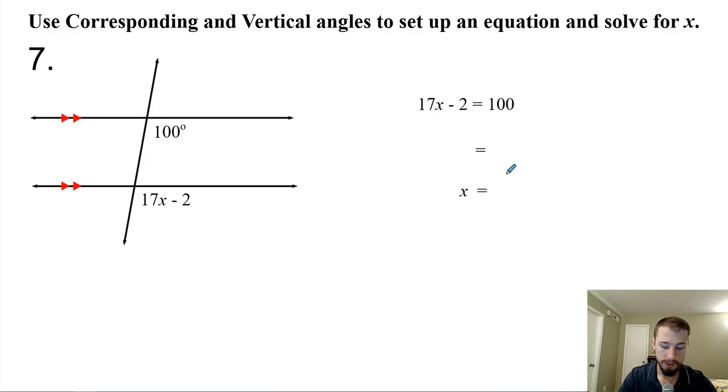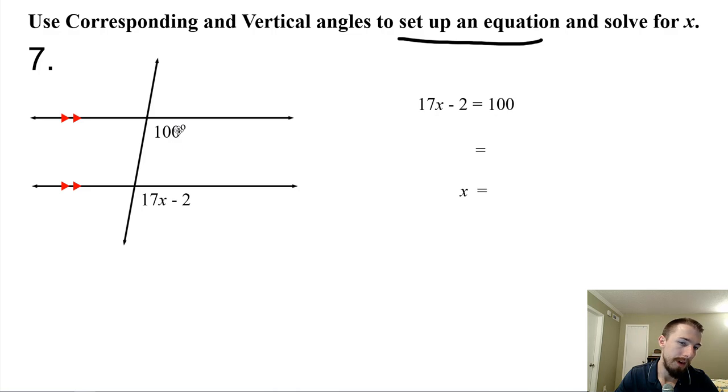All right, number 7. Oh, the answer bank is back, by the way. You're welcome. Number 7, use corresponding vertical angles to set up an equation. So keyword, I want you to set up your equation. I want to see your work, and solve for the value of x. Well, spoilers, I already set it up for you. I should have covered that up, but that's okay.